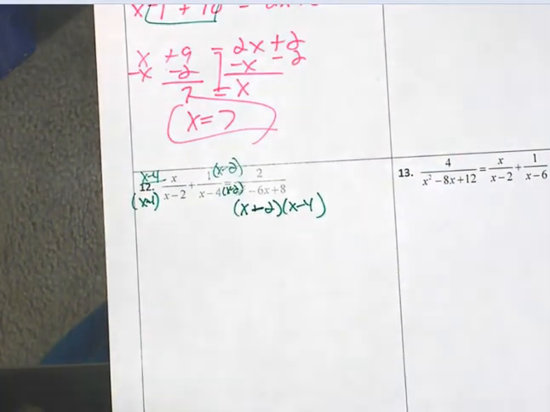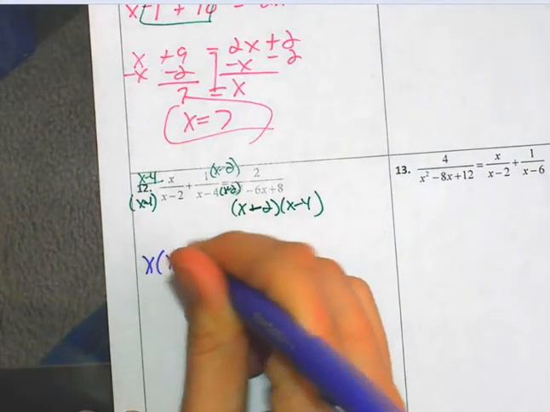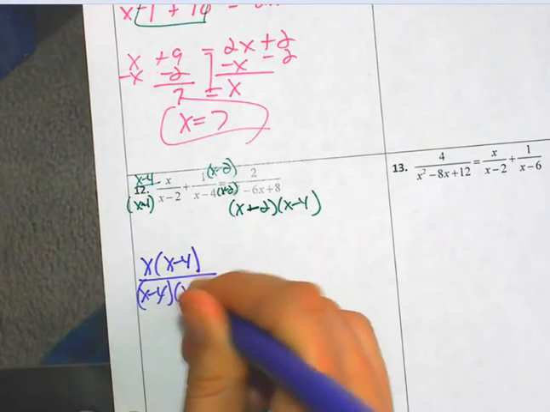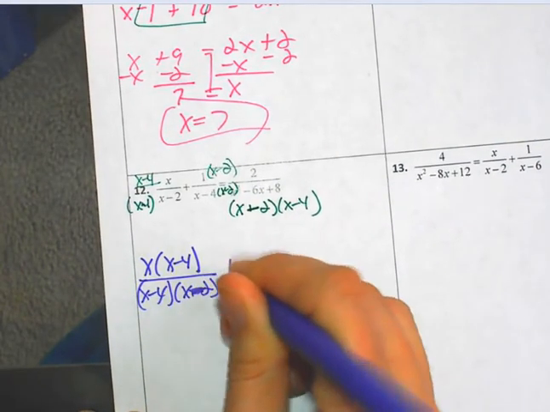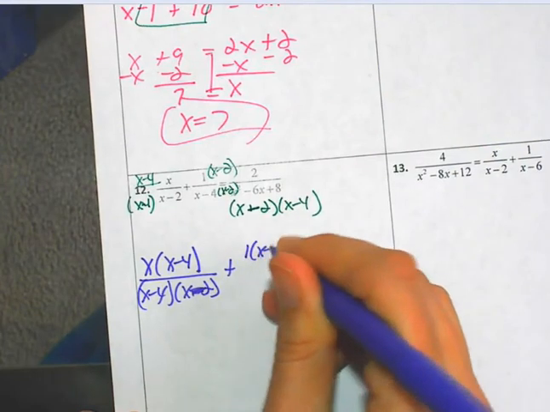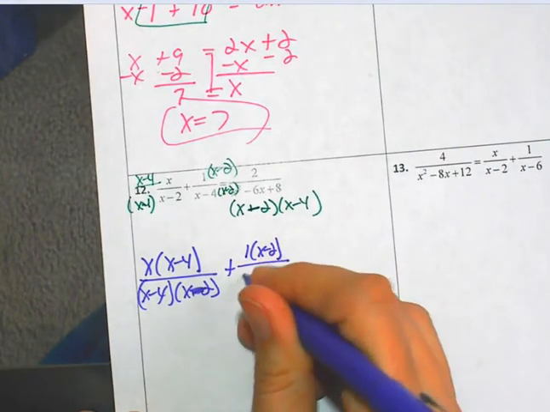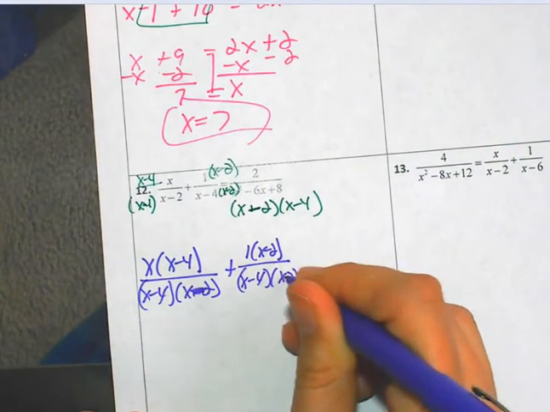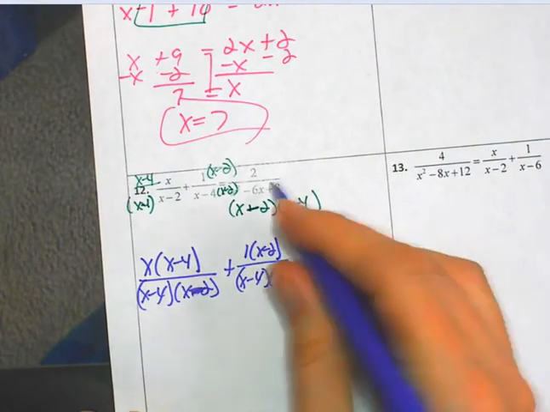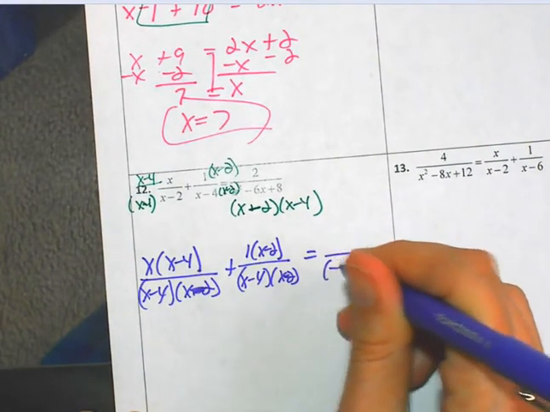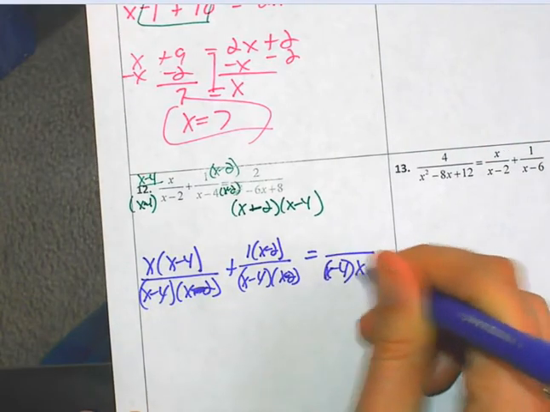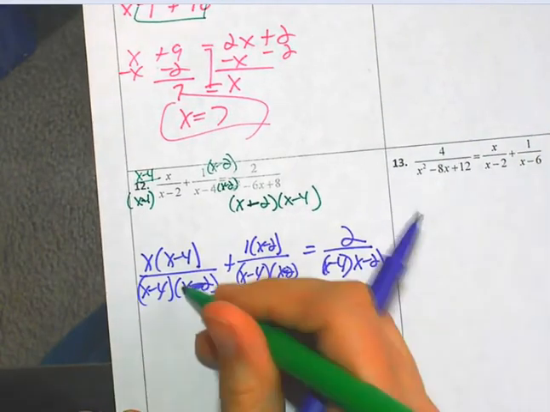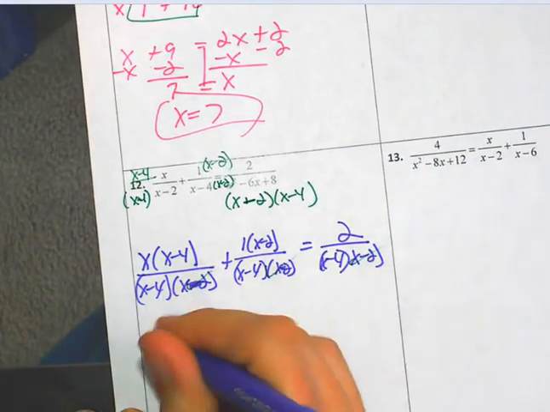Okay, so I have x times x minus 4. On the bottom, I have x minus 4 times x minus 2, plus 1 times x minus 2 over x minus 4 times x minus 2 equals, I didn't have to do anything over here because this numerator was already x minus 4, x minus 2. So the top is just 2. All my denominators match, so I'm good to go. So I can solve the top.